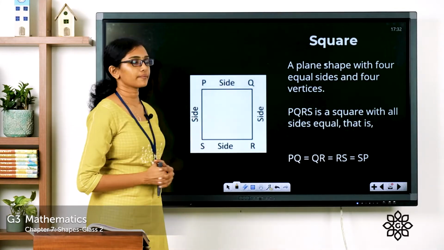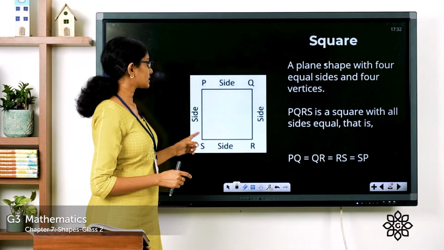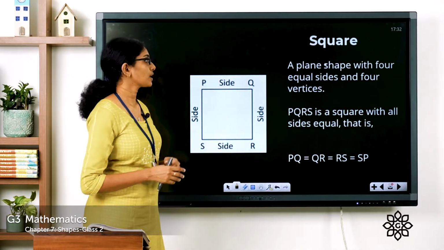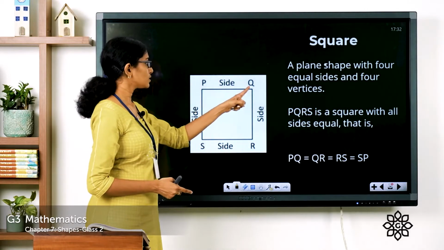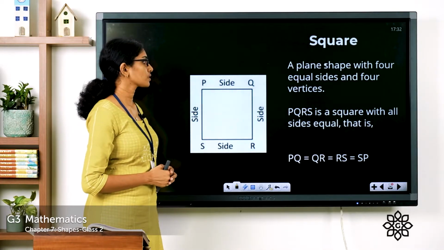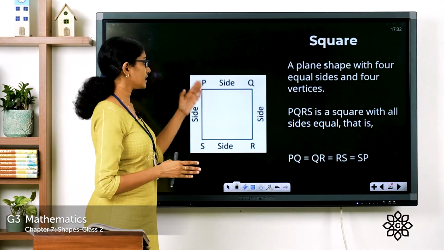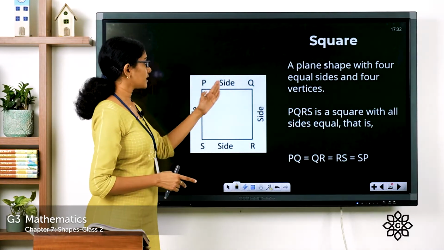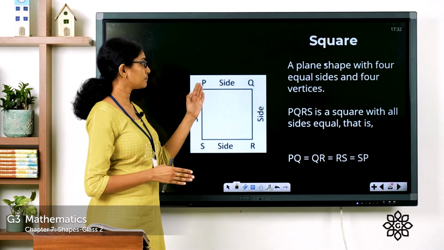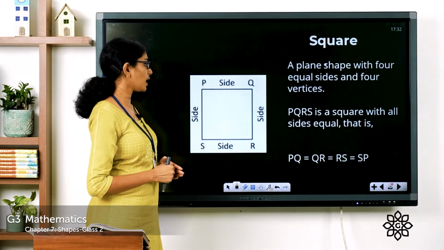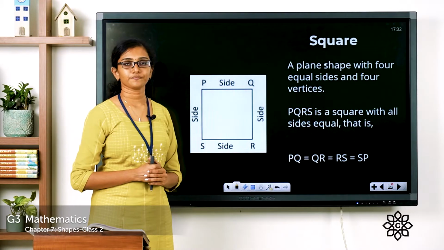Now the square. A square is a plane shape with 4 equal sides which are all of the same length, and it has got 4 vertices. Which are the 4 vertices? 1, 2, 3, 4. So this PQRS is a square with all sides equal. Which are the sides? PQ, QR, RS, SP. The side PQ is equal to the side QR equal to the side RS equal to the side SP.